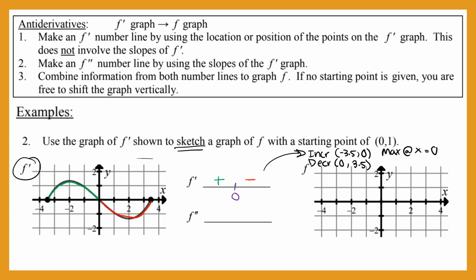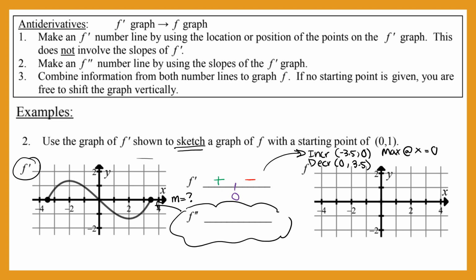All right, now let's try to move on to our f prime double prime line. To get our f double prime line information, what we're going to do is look at this graph's slope. It's the derivative of f prime, so we're going to be talking about the derivative, the slope of f prime. All we really care about is when our slope is increasing and when our slope is decreasing.